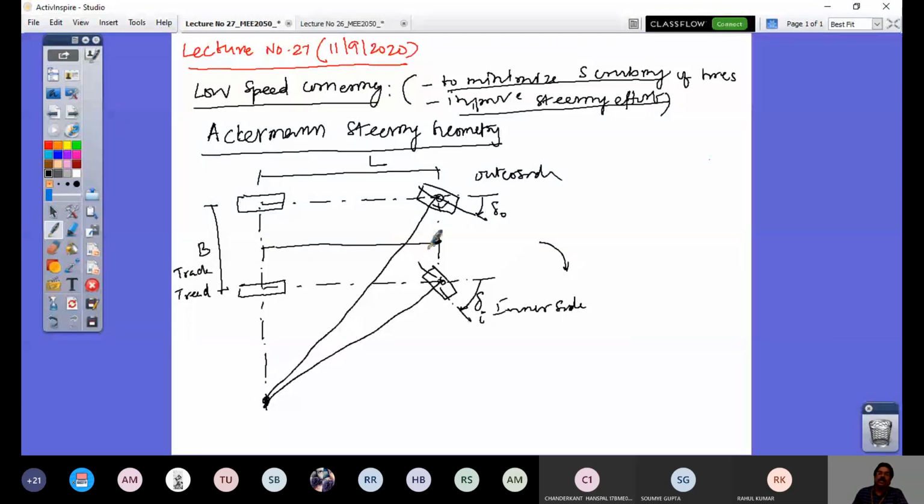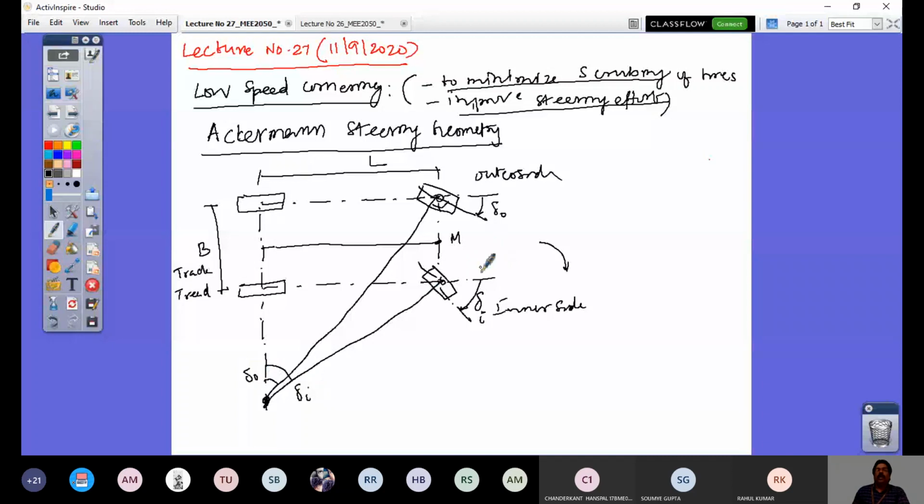Intersection with. See, now let us call this point M, right? And then to understand this geometry, there are two angles here, and they are not the same. Inner wheel steer angle is more than that of outer wheel steer angle. That's very clear here as well. So this angle is delta I, this angle is delta naught, right?